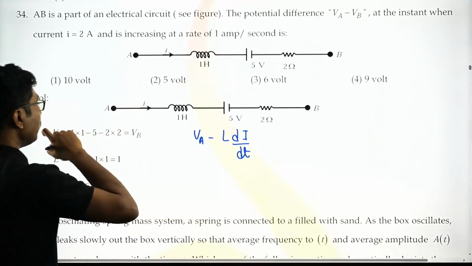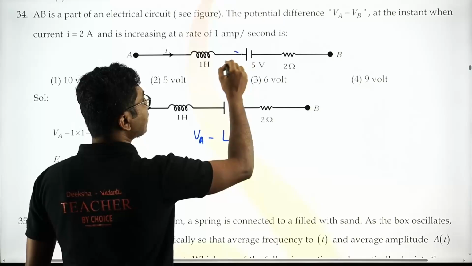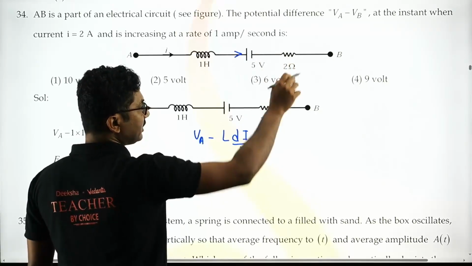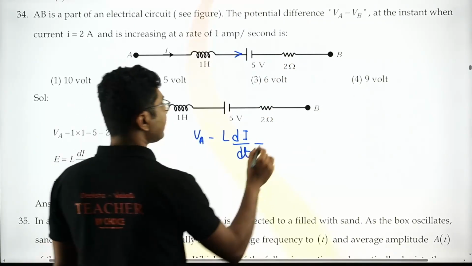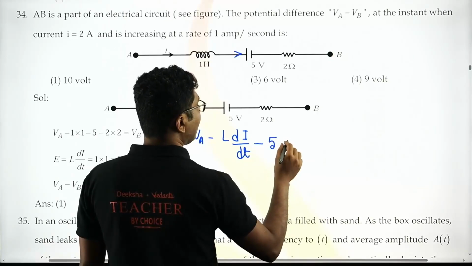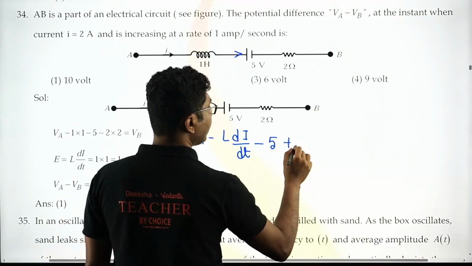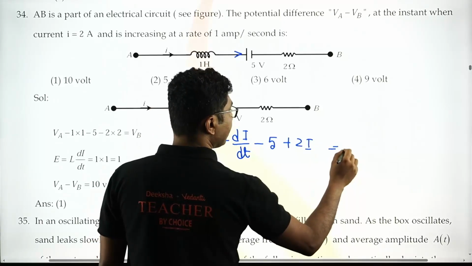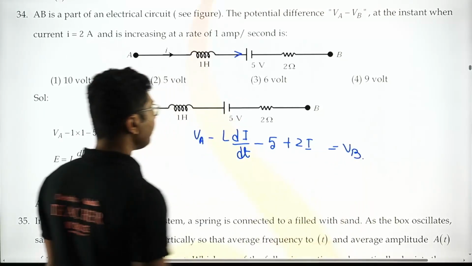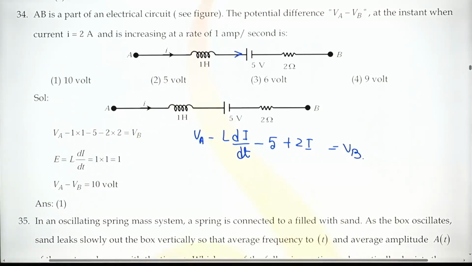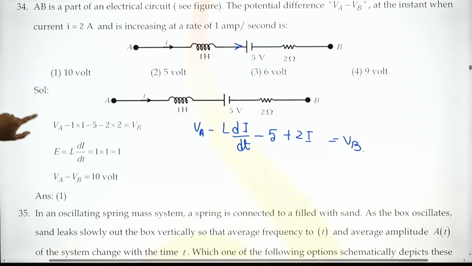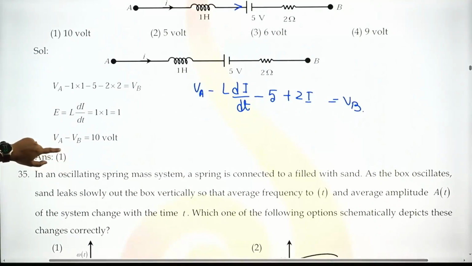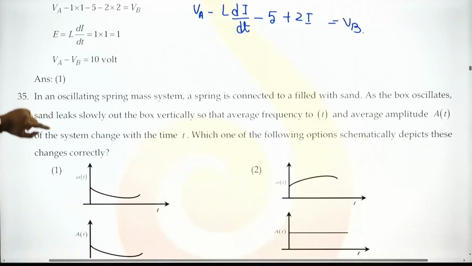Okay, current is moving in the opposite direction of the battery. So minus 5, okay, plus 2 into I, okay, equals VB. So VA minus VB you can calculate, which will turn out to be 10 volt. Okay, calculate it, you will get 10 volt. So option 1 is correct.